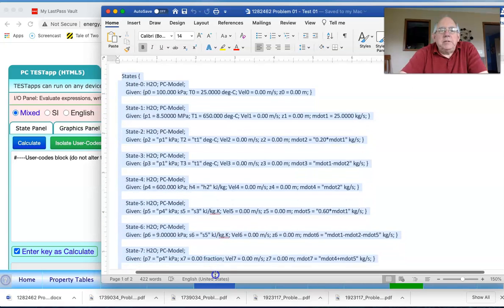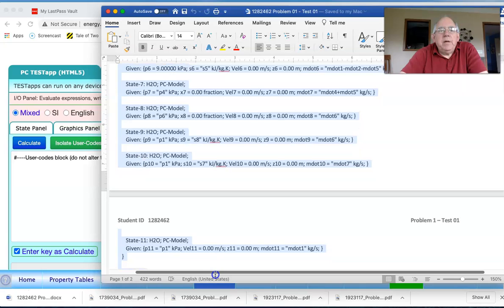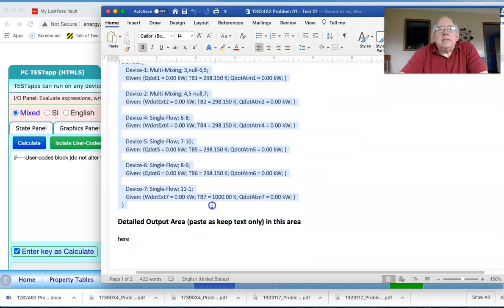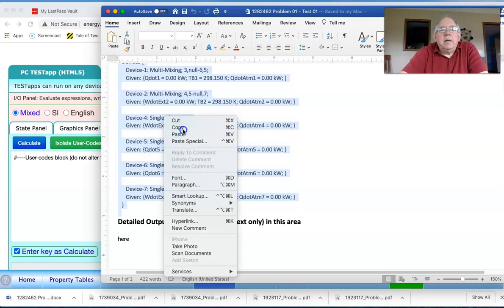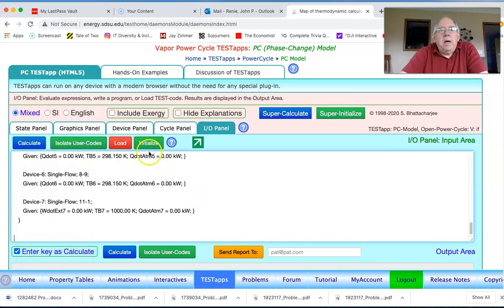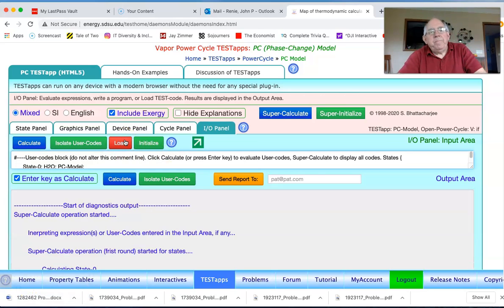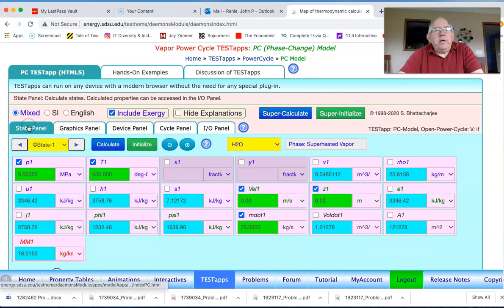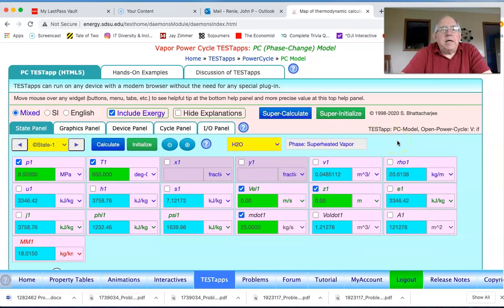One just copies the states, the 11 states, as well as the 7 devices. Again, copy, paste, and load. Okay, upon doing that, my states are all loaded, and we can take a look at what the states provide to us.